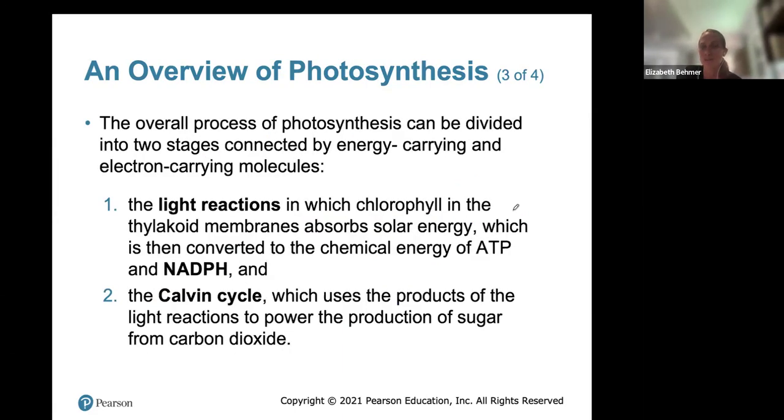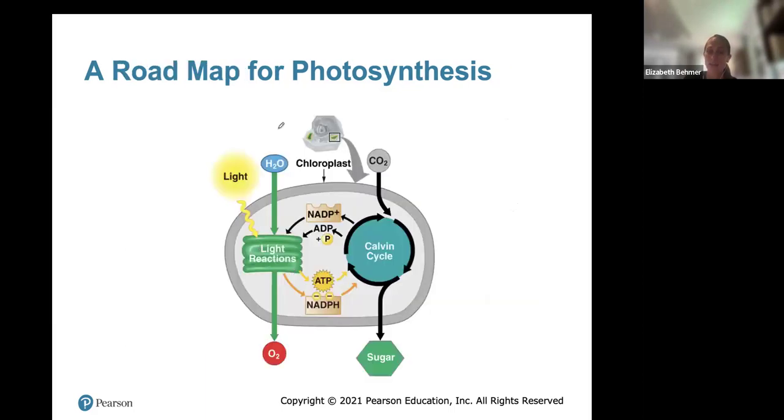The overall process of photosynthesis can be divided into two stages connected by energy-carrying and electron-carrying molecules. The light reactions, in which chlorophyll and the thylakoid membranes absorb solar energy, which is then converted to the chemical energy of ATP and NADPH, and the Calvin cycle, which uses the products of light reactions to power the production of sugar from carbon dioxide. So here we see the chloroplast taking in light, H2O and CO2 to go through light reactions and the Calvin cycle to produce oxygen and sugar, glucose molecules.